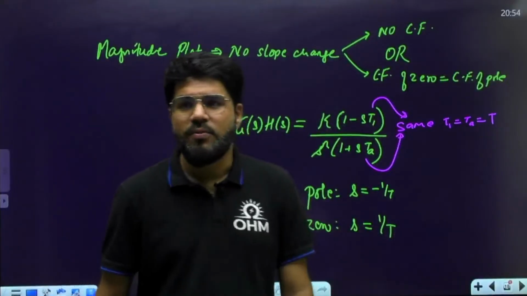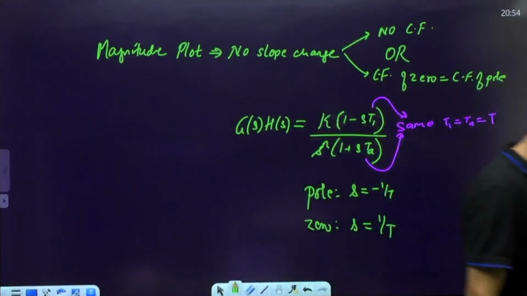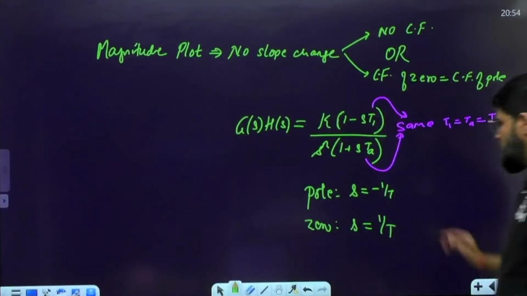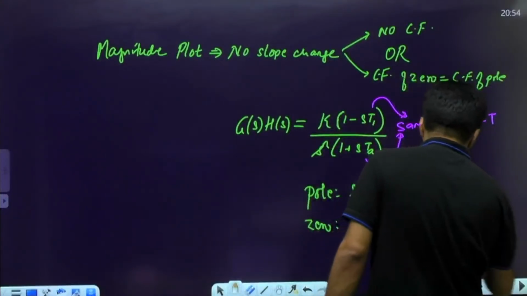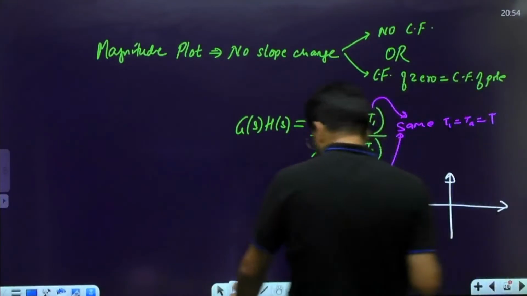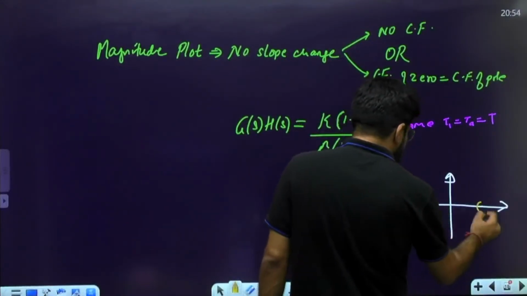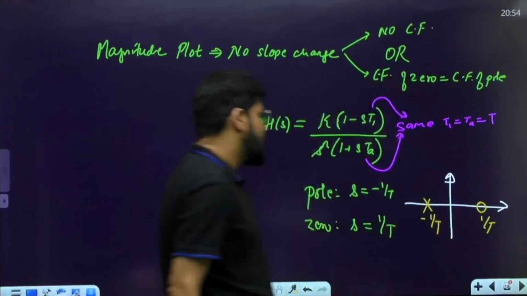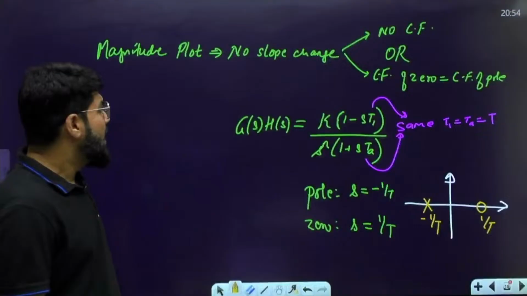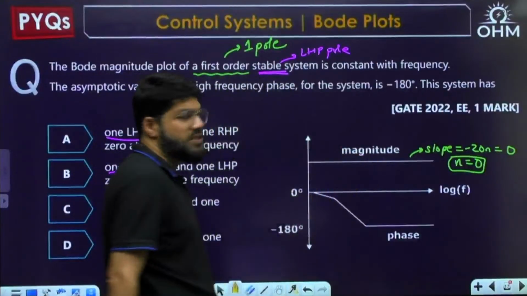Symmetric pole and 0. When you draw it, there is a pole at -1 by T and there is a 0 at 1 by T. Symmetric pole and 0, and then the system becomes an all-pass system. Now you see what is the meaning of all-pass system here.